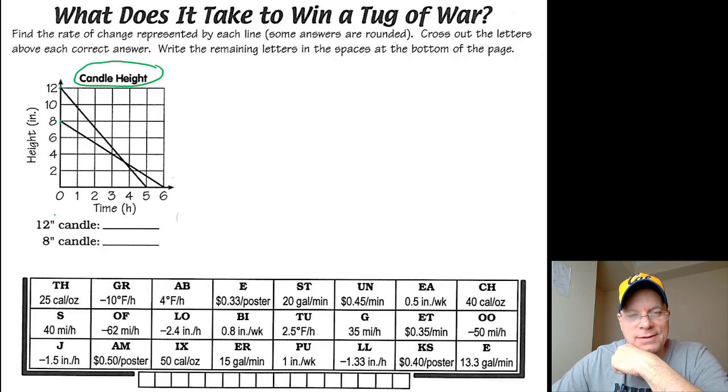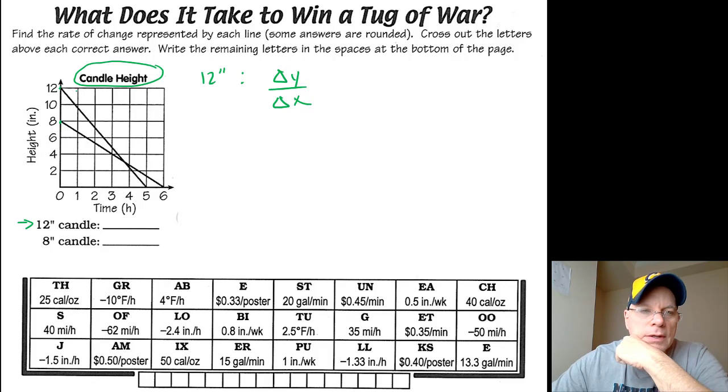So the 12-inch candle, we'll do this first, the 12-inch candle has a change in y over change in x equal to, I've got to pick 2 points. This y-intercept is a good point because I know x is 0 and y is 12. These are not good points. It's not quite at the intersection. I'm scanning for another good point to choose, and I'm not finding anything. That also is not at the intersection, and so it's not a great choice.